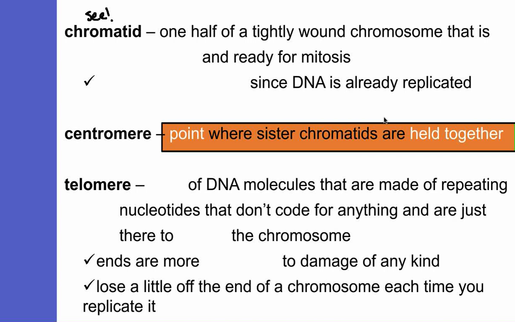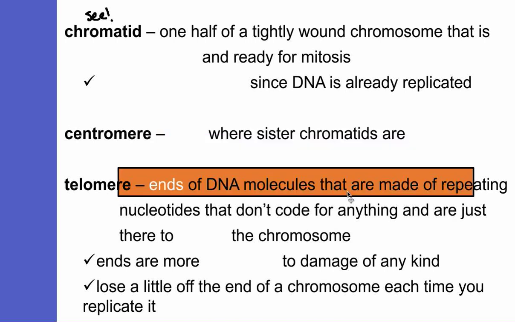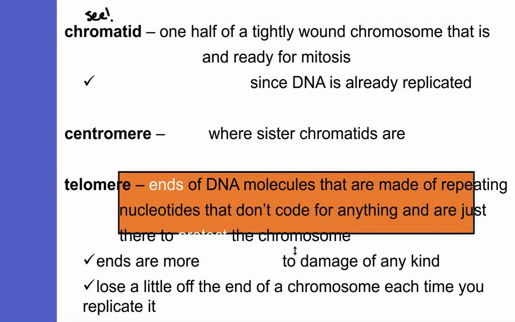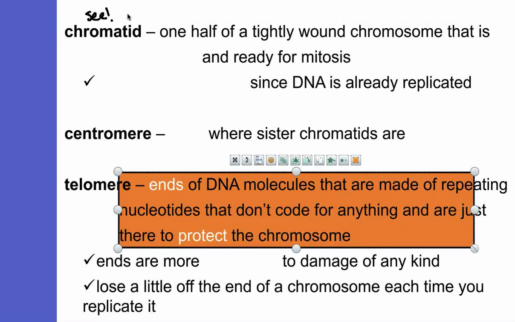So centromeres, something you need to know. You also need to know what a telomere is, right? The telomeres are actually at the ends of your chromosomes, and there's just repeating nucleotides that are actually nonsense. They don't code for anything. And the reason for them is to protect your chromosomes, right?